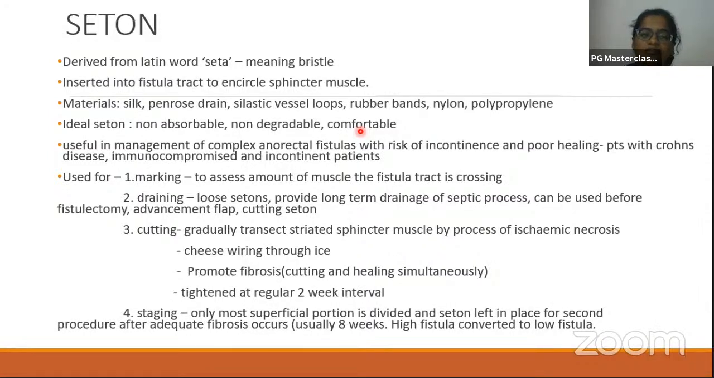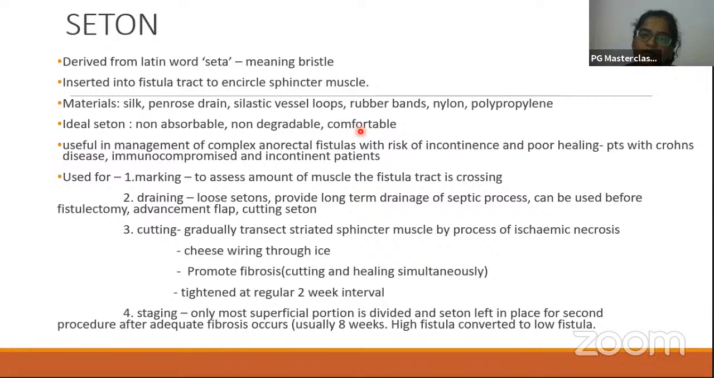Then draining setons are loose setons. They provide long-term drainage. A marking seton will also be part of your EUA sometimes. If you're not sure whether it is high or low, where the sphincter is, particularly when previous surgery has been done, you can simply put a seton as a marker, and once the patient is out of anesthesia, you can re-examine. So EUA is an important investigation. Keep that in mind.